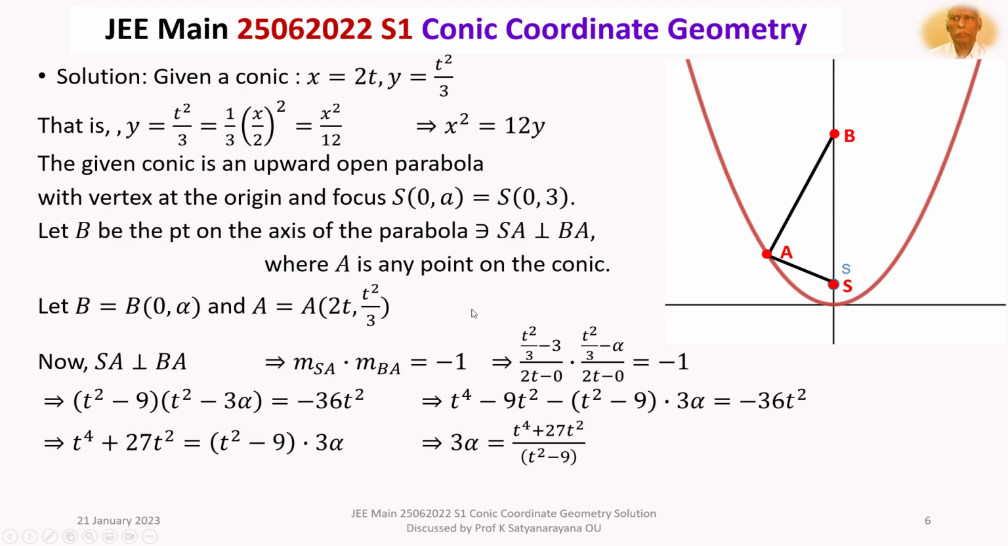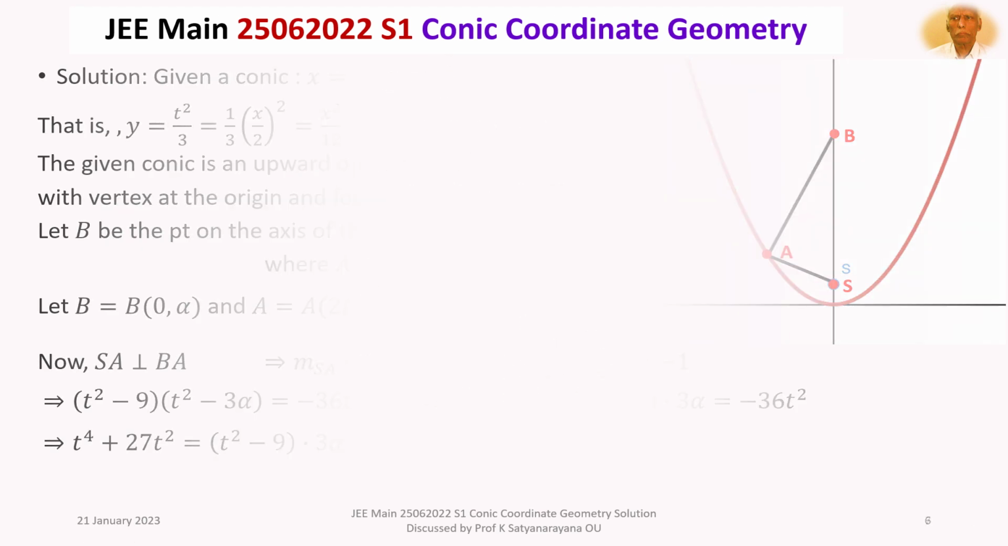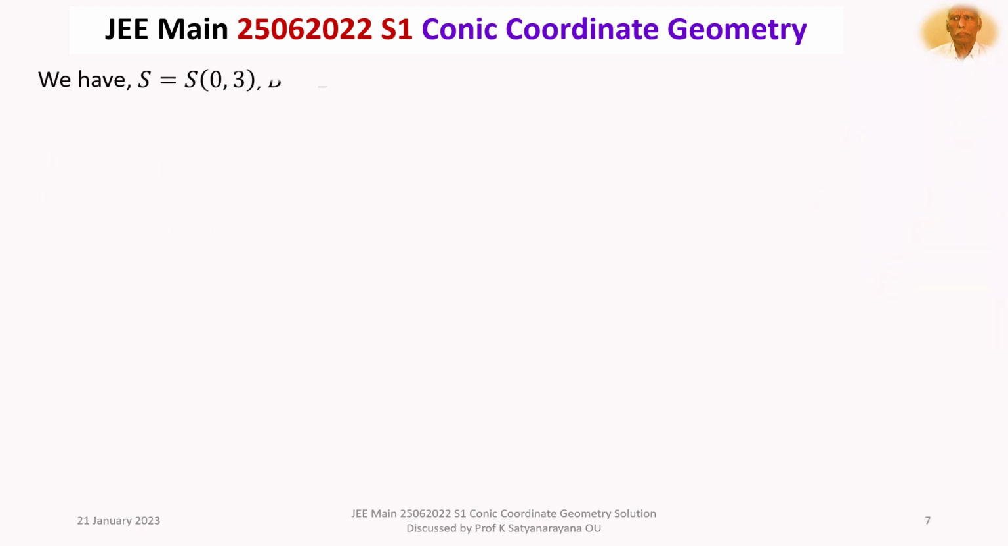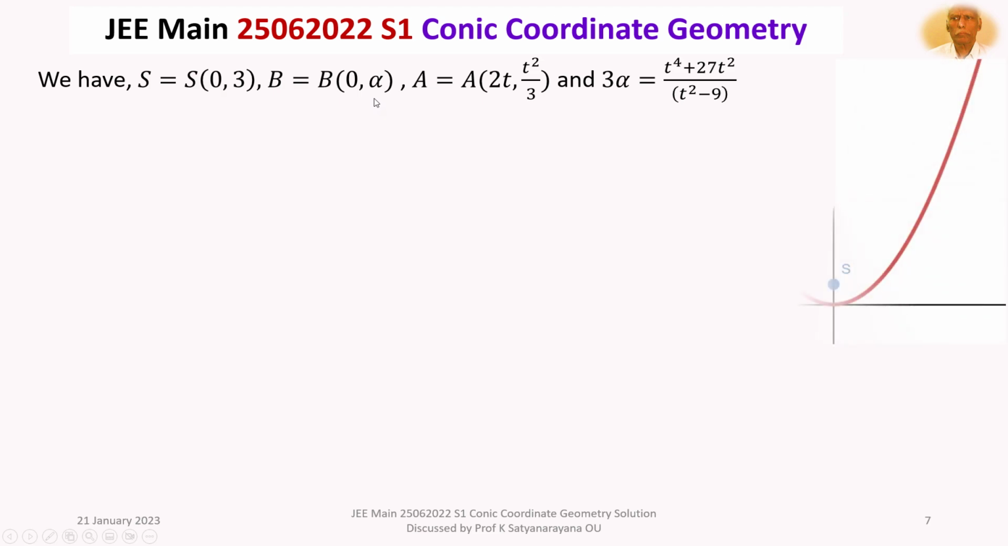Therefore we are ready to compute the centroid of the triangle SAB, and then we discuss further in the next slide. We have S, the coordinates of A, and the coordinates of B is 0, comma alpha, where 3 alpha is t power 4 plus 27t square by t square minus 9.